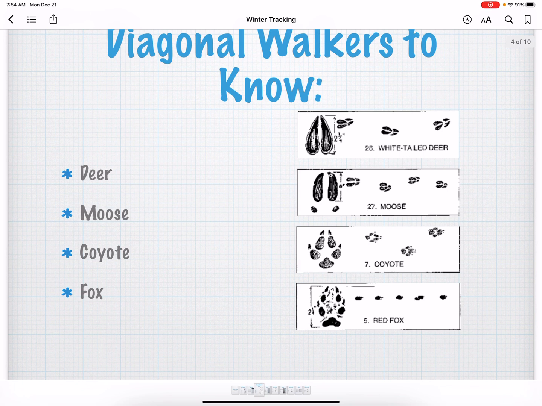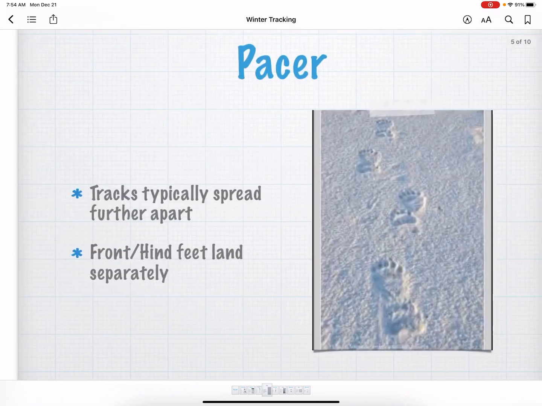You'll see what I mean here a little later on. So there's your diagonal walkers, almost a straight line of tracks, sometimes a little more diagonal, left to right. But you can see all of them are exhibiting direct register. The moose and deer not quite as cleanly as the coyote and the red fox there.